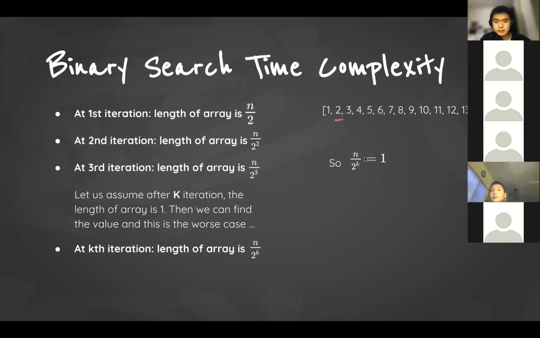And do a bit of math, you'll see that n over 2 to the k, you set n over 2 to the k equal to 1, since this is the worst case scenario. So at the kth iteration, there's only 1 left. So you know this is going to be true.